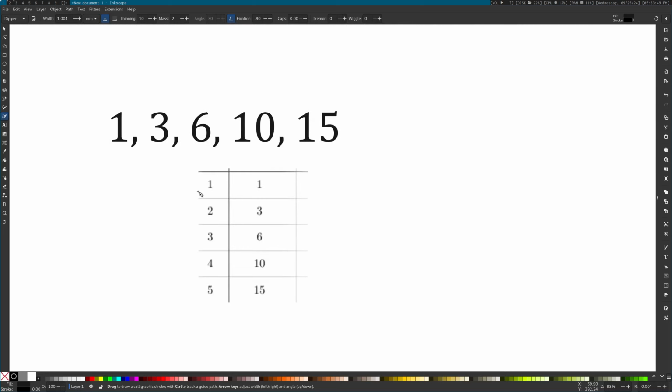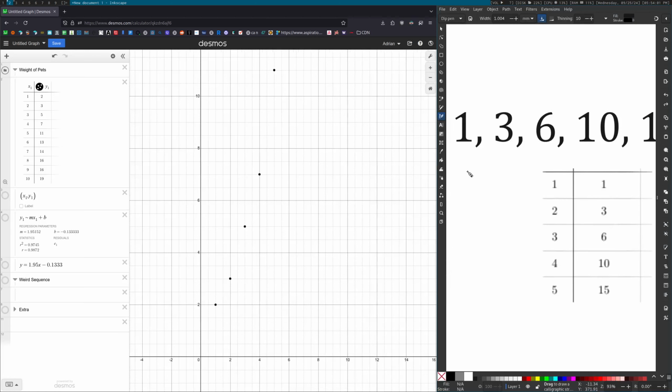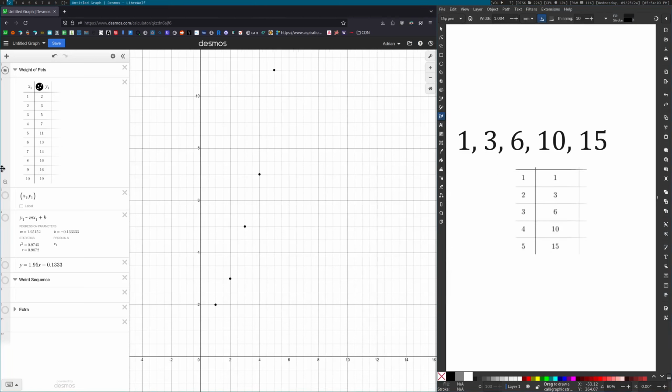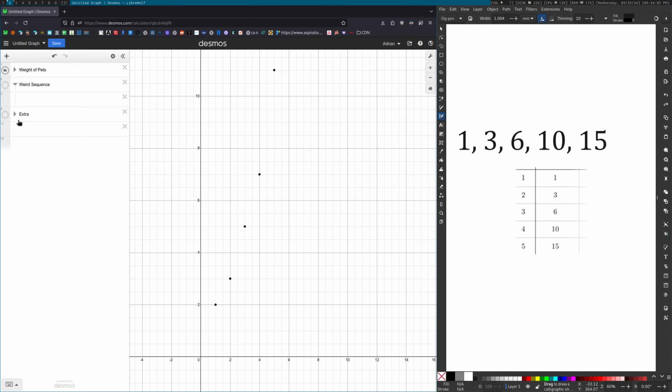And here in the data table we have it. The first number is 1, the second number is 3, the third number is 6, the fourth number is 10, and the fifth number is 15. This gives us some data points to work with. So here's how to put these into Desmos. If you're just working with a raw data set, you need to put it in.